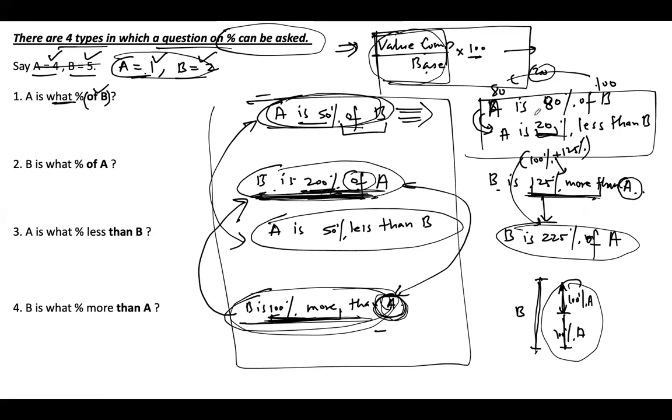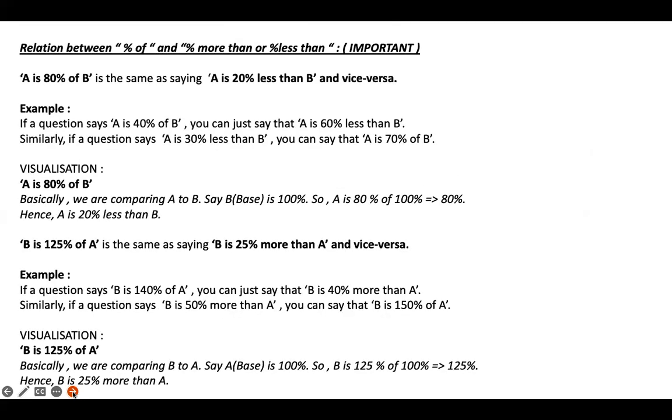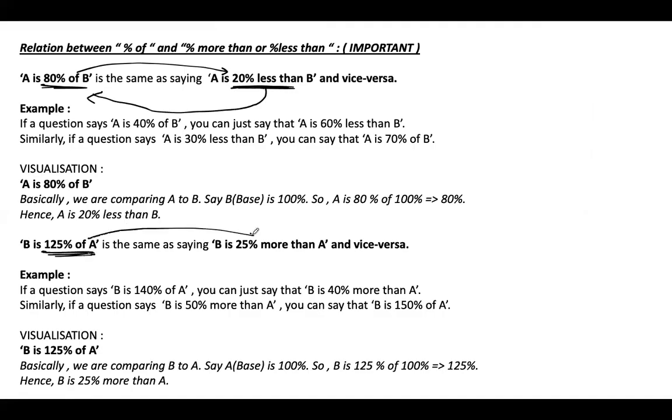So to form equations or to solve questions, they could be used interchangeably. Absolutely, yes. This is what I've shown. A is 80% of B is the same as saying A is 20% less than B, and vice versa. A is 20% less than B would mean A is 80% of B. Similarly, B is 125% of A would mean B is 25% more than A, and vice versa. All right.